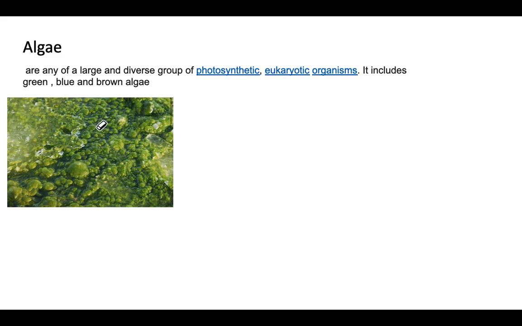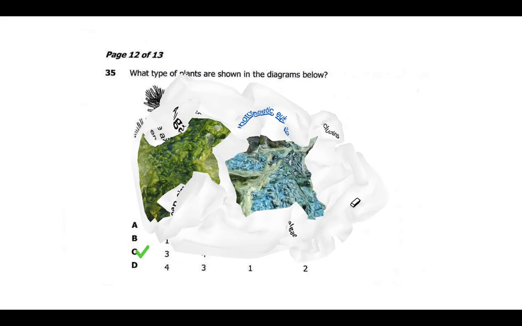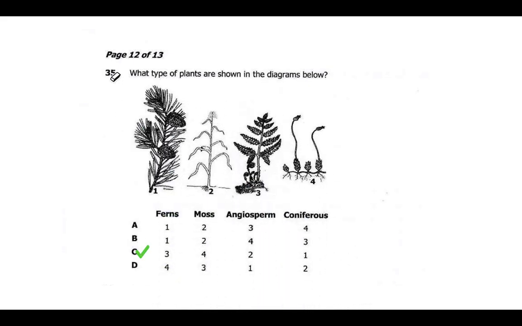The other part is the algae. When it comes to the algae, these are a large and diverse group of photosynthetic eukaryotic organisms. They include green, blue, and brown algae. So those are some of the algae. This is green algae, and then we also have blue-green algae. So we have that, and then we can answer the last question.